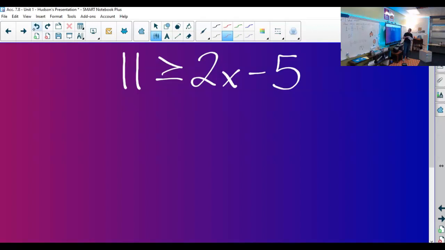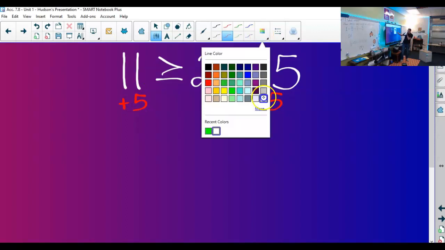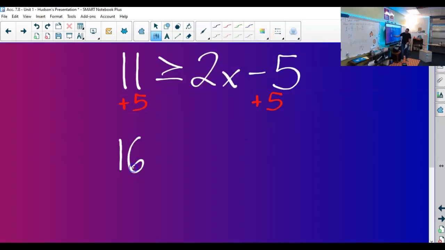Alex? You add 5. We could add 5 to both sides. If you didn't write anything down, I would write this down. 16 is now greater than or equal to 2x. Bounce back to Simon. Simon, can we still divide now?